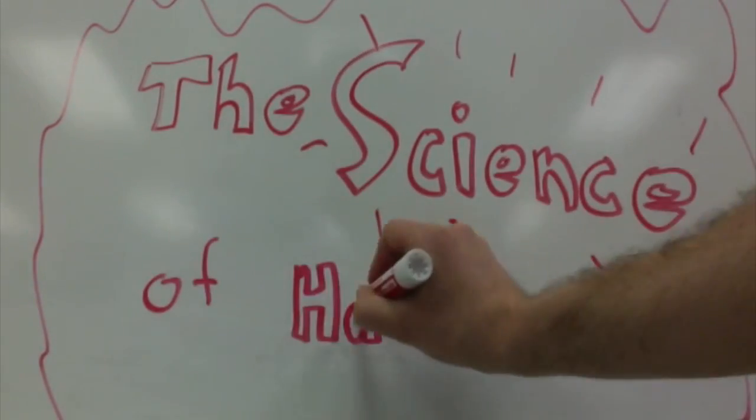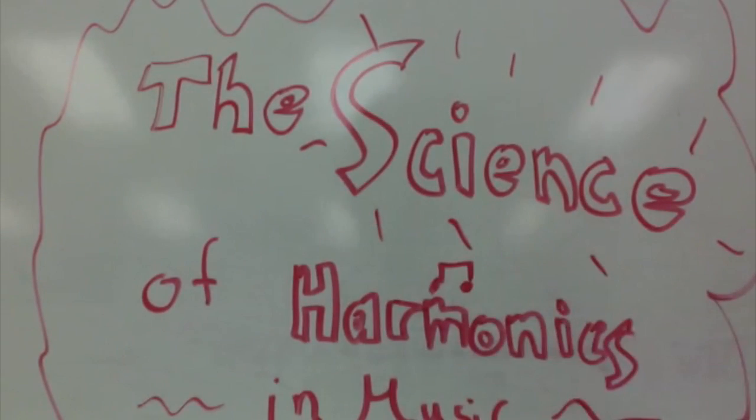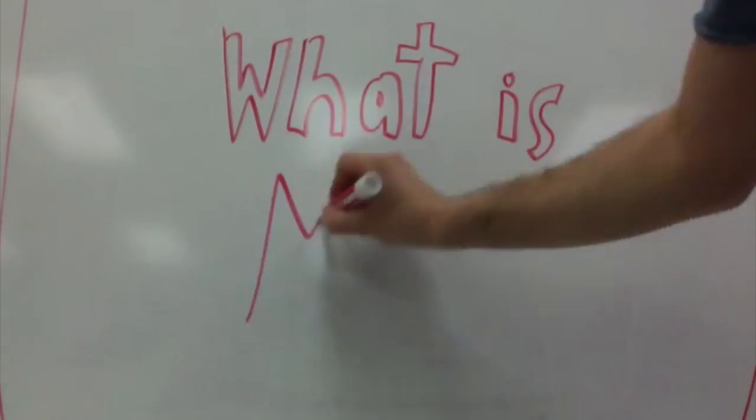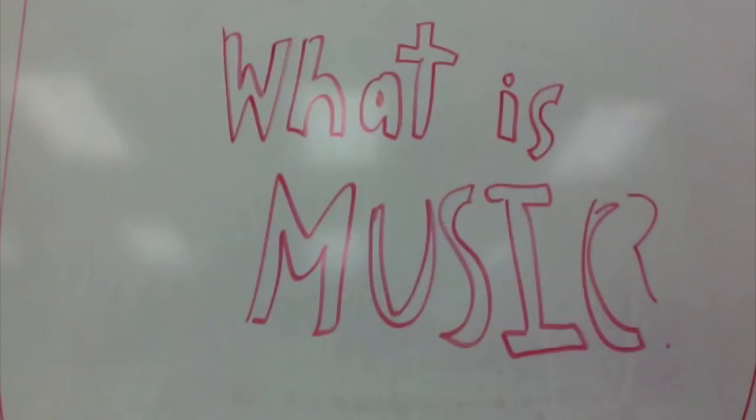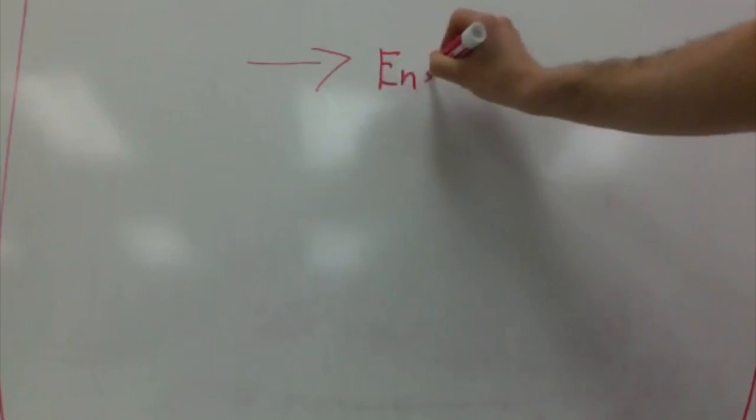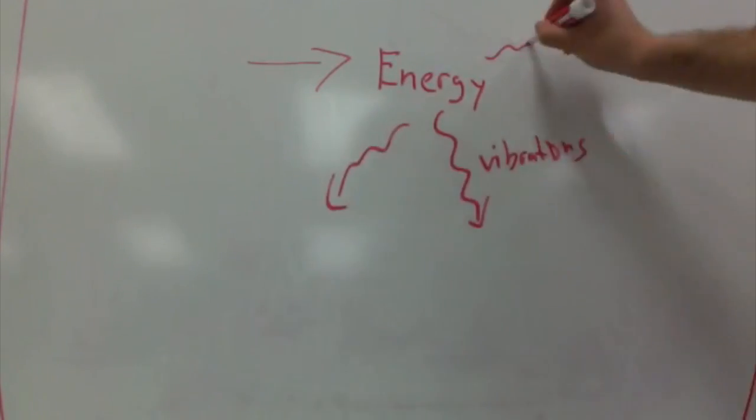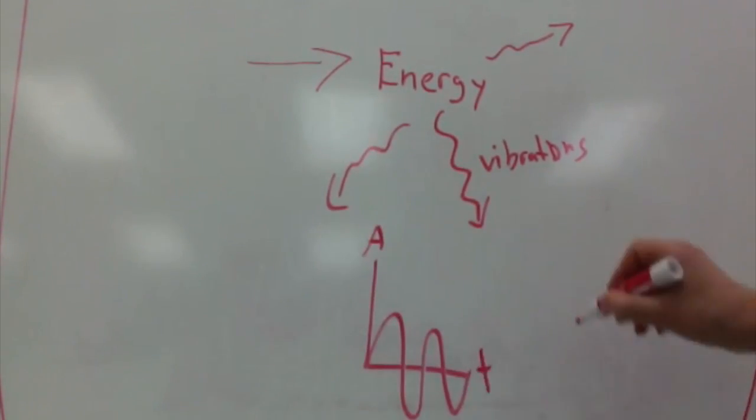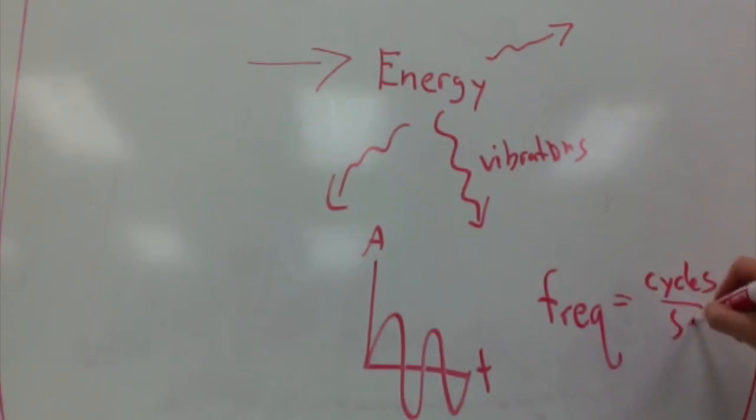The science of harmonics in music. What is music? Music is energy in the form of a wave or a vibration that travels through matter and eventually reaches your ear and causes it to vibrate at a certain frequency.